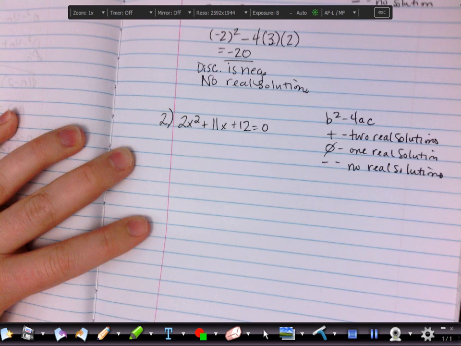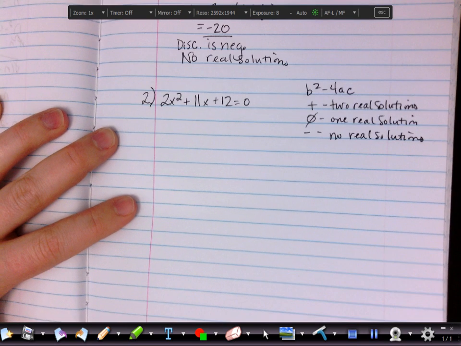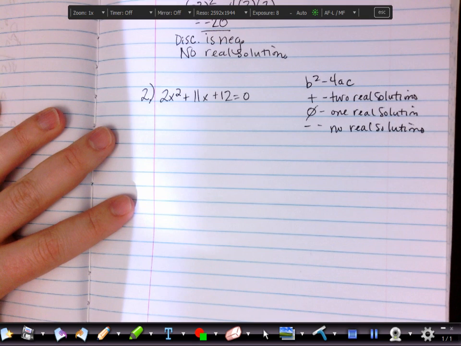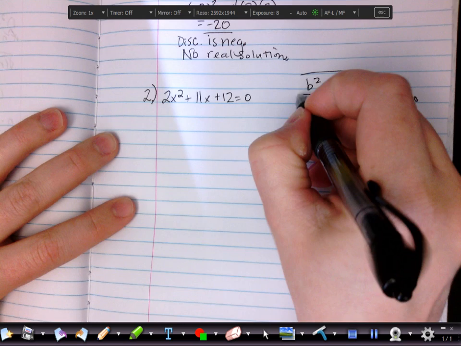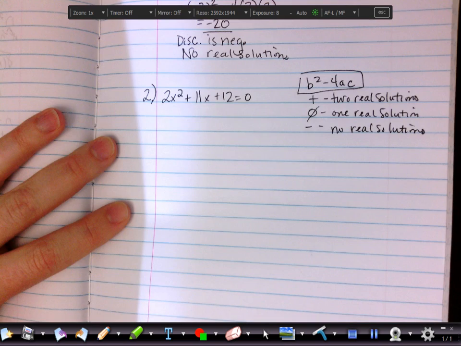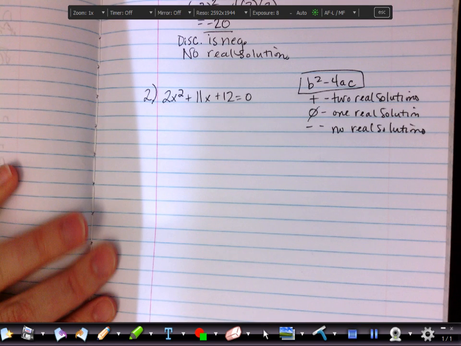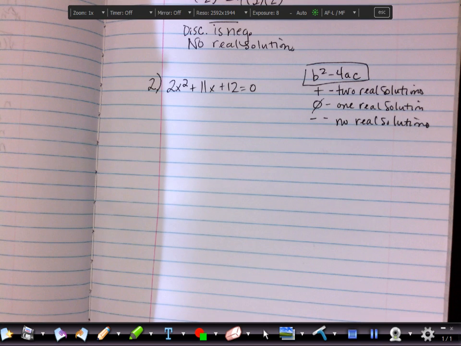All right, go ahead and get down number 2. It's 2x squared plus 11x plus 12 equals 0. And again, I've written our formula for finding the discriminant over here, b squared minus 4ac. And I've also made another note here about how if it's positive, there are two real solutions, 0, one real solution, and negative, no real solutions. So again, we're going to list our A, B, and C just like we did before.